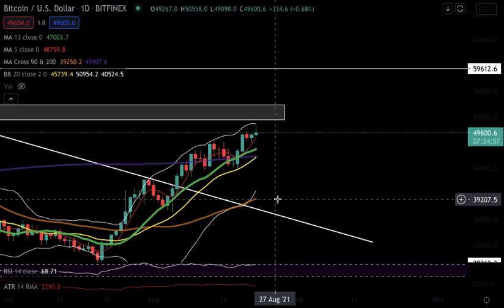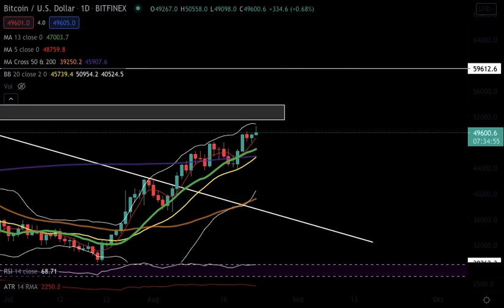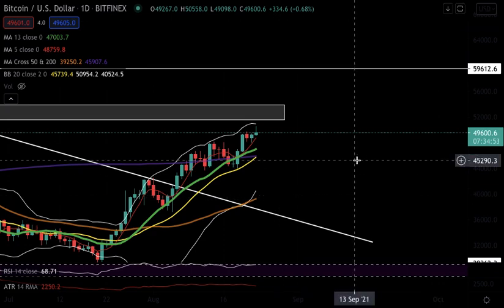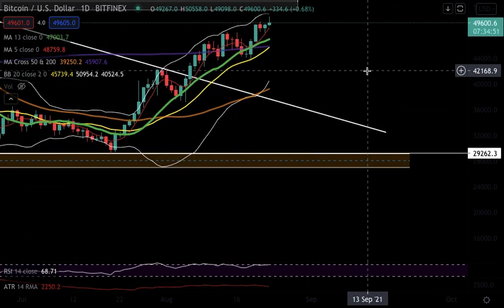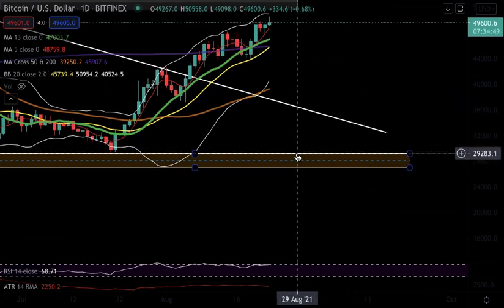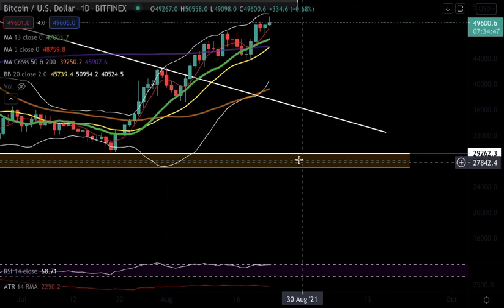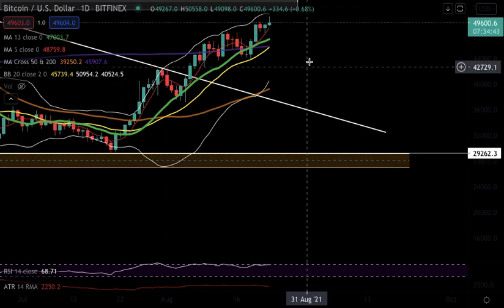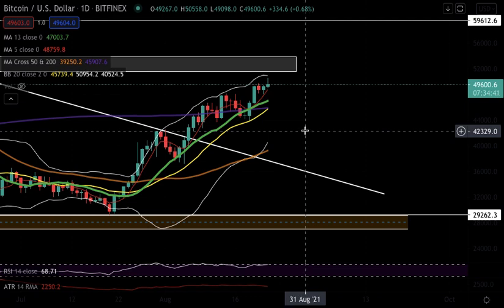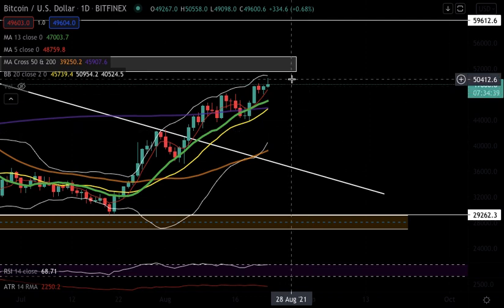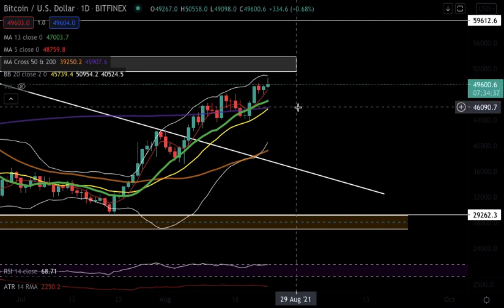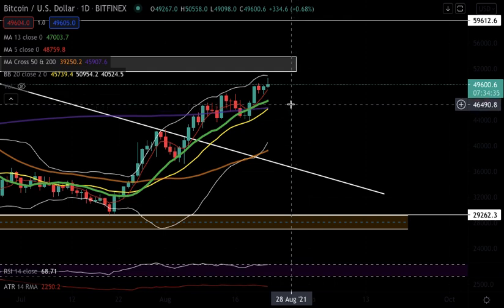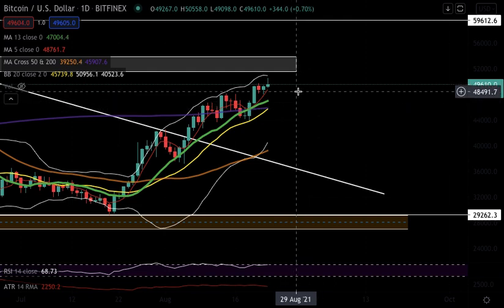Below 45K, another critical support level is around 39K, and below 39K I would be bearish on Bitcoin, and I will look to re-enter around this area of liquidity around the 27 to 29K. I highly doubt Bitcoin will drop down that low, but definitely watch 45K. It's possible Bitcoin could drop to one of these levels, 45, 47 and 48K, and that's one of those levels where I will look to accumulate.